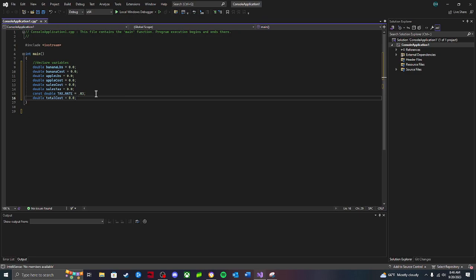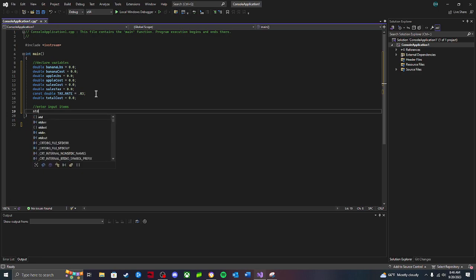All right. We declared our variables. Now we want to be able to input items. And this is essentially the information you're going to provide to the program to do what it needs to do. Enter, let's do this, enter pounds of bananas.